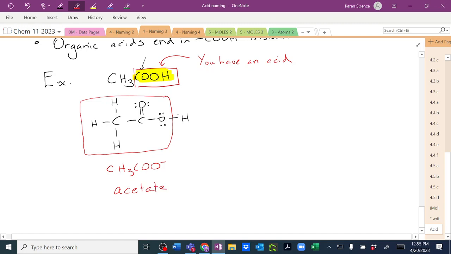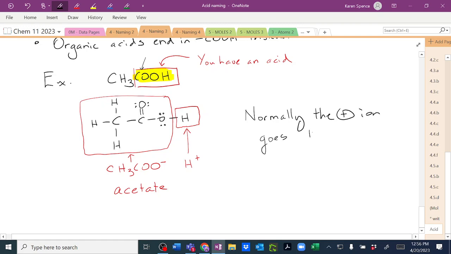Okay, now this is a little bit unusual because this right here, so here's our acetate and here is our H plus. Normally, where do cations go in formulas? Normally, the positive ion goes first in a name or formula. But organic acids are the exception.